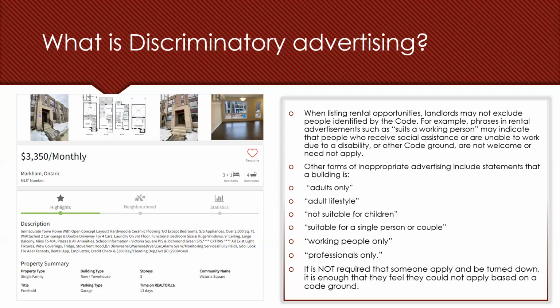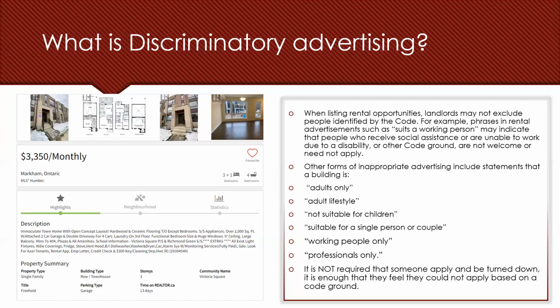So I want you to look at AAA tenants, rental app, employment letter, credit check while we're doing this presentation. When listing rental opportunities, landlords cannot exclude people identified by code grounds.